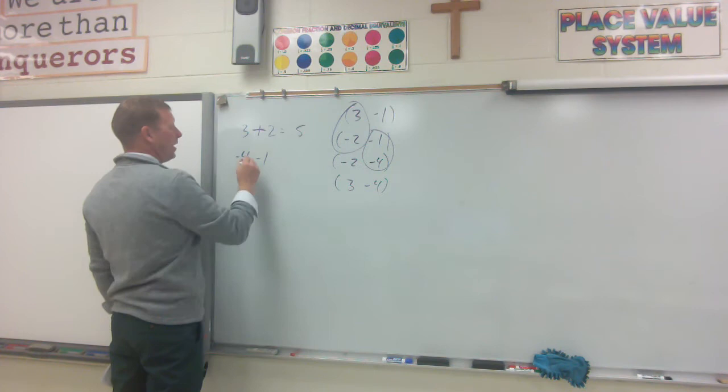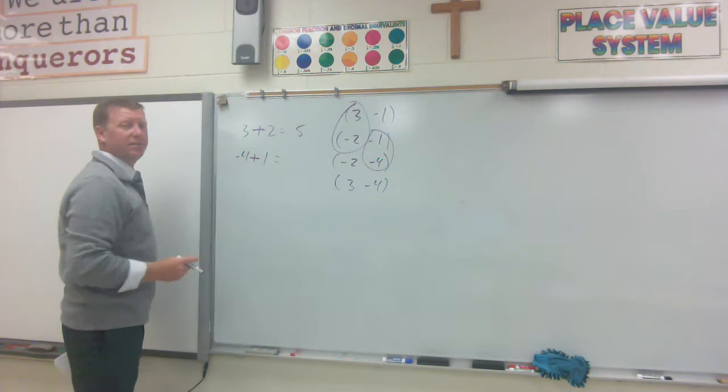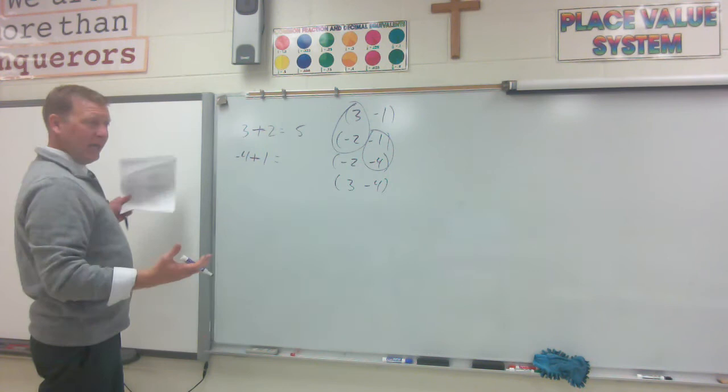Okay, and I'm subtracting those. Now this is math that we haven't learned yet, but two negatives make a positive. So I have negative 4 plus 1. I'm at the negative 4, I moved over 1, and I'm only at 3.